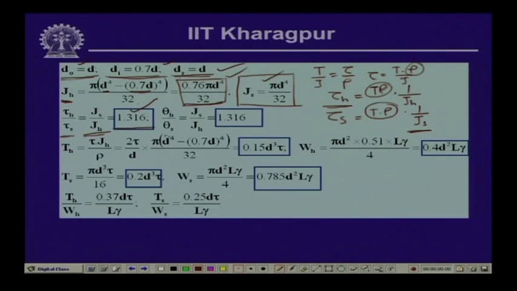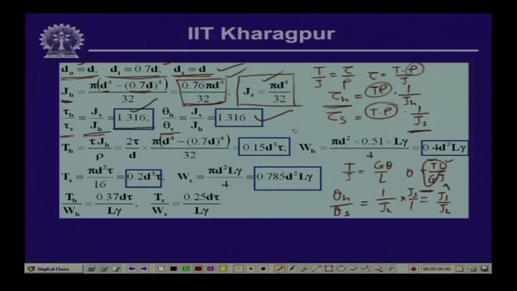Now, again if we take the ratio of the angles of rotation, theta hollow to theta s, it is again T by J is equal to G theta by L. Hence, theta is equal to T L by G J. Now, all other parameters T, L and G are common for both the shafts, hollow as well as solid. So, the parameter which is varying is J. So, theta h by theta s is equal to 1 by J h times J s by 1. So, again this is J s to J h, which we have seen as 1.316.